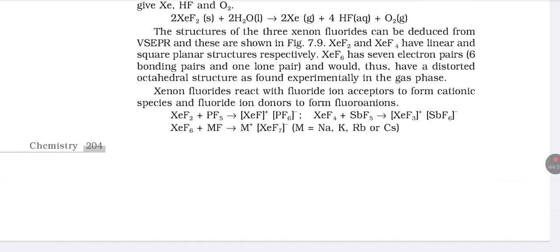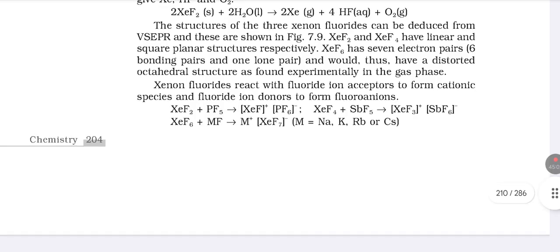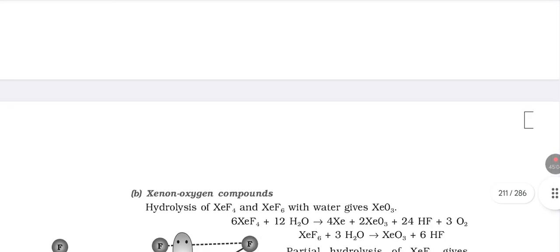The structures of the three xenon fluorides can be deduced from VSEPR, and XeF2 and XeF4 are known to have linear and square planar structures respectively. XeF6 has 7 electron pairs and would thus have a distorted octahedral structure as found experimentally in the gas phase.